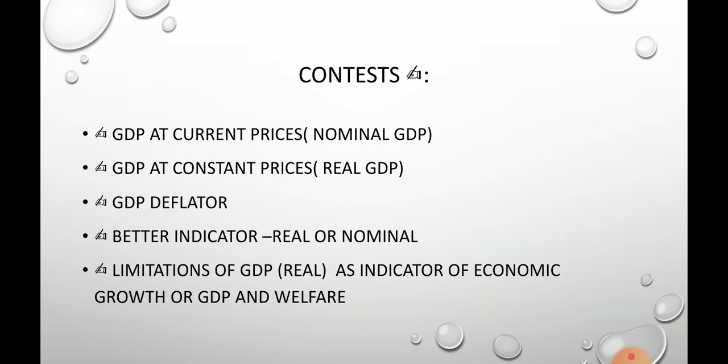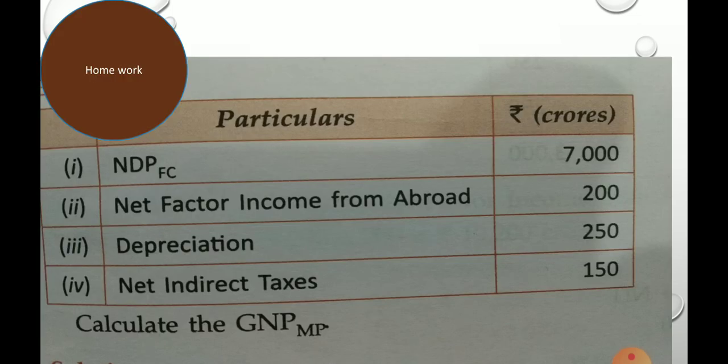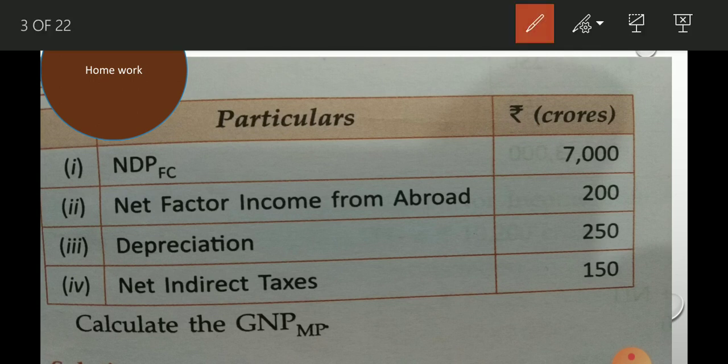First is GDP at current price, GDP at constant price, GDP deflator, better indicator, real or nominal, limitations of GDP as an indicator of economic growth, and GDP and welfare. But first of all, we will discuss the question that I had given in the previous video as homework. In this question, you have to calculate GNP MP while NDP FC is given.